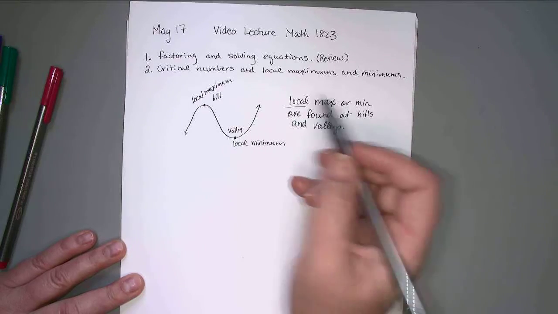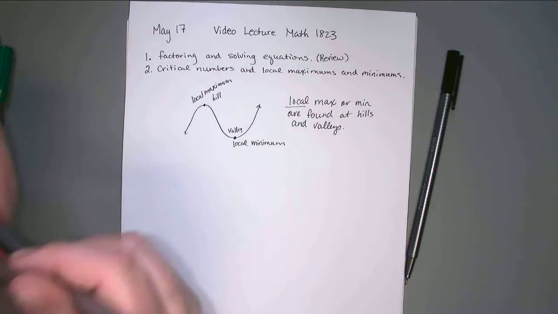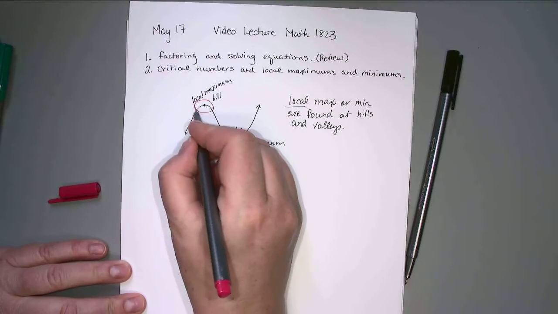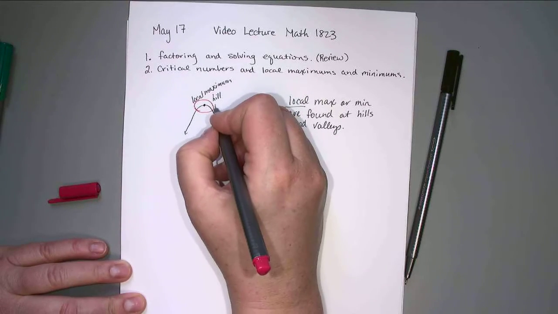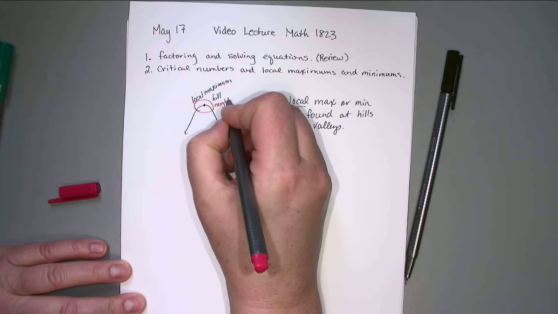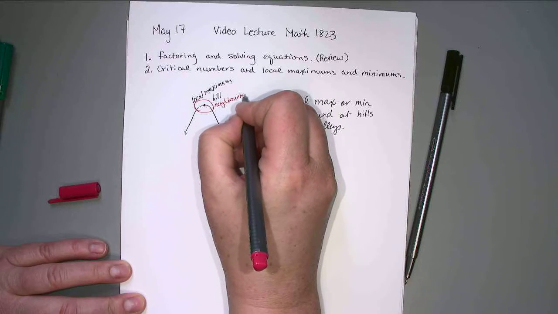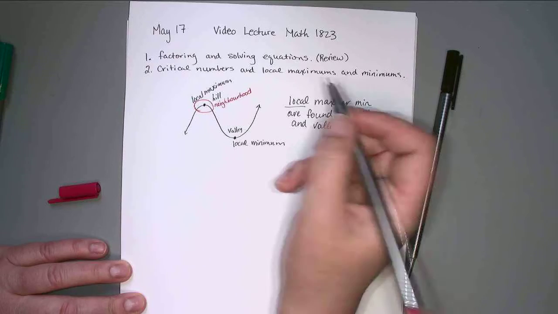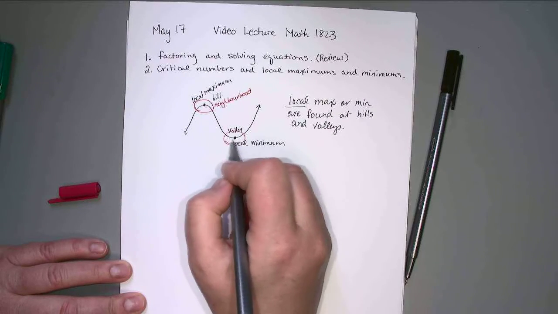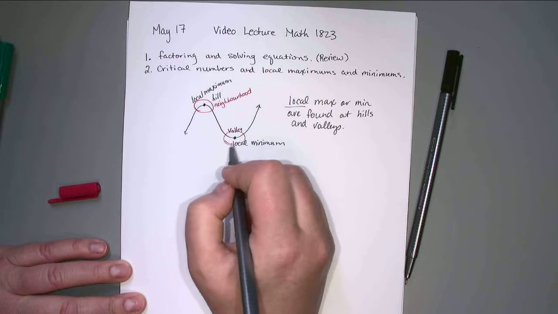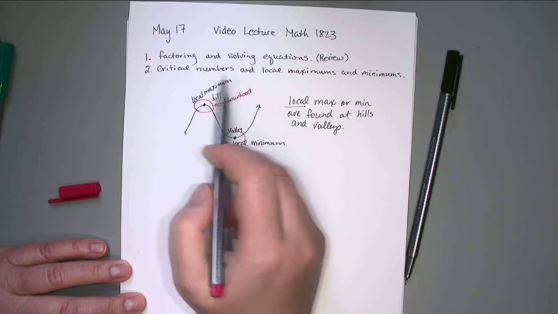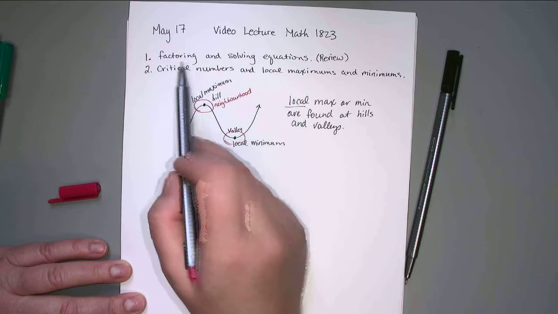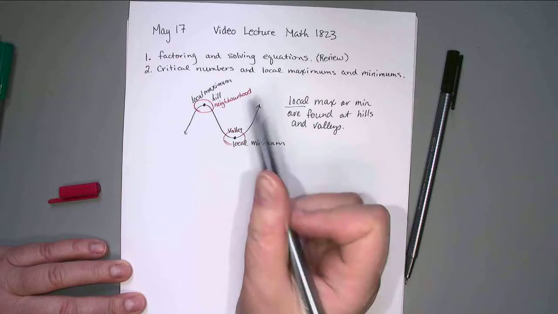So local, it kind of means like in the area that point is. So around this point in this sort of neighborhood, that point at the top is the maximum. And the same here, in points near here, this is the minimum. Okay, so we're going to use critical numbers, which are found using a derivative. But first, let's do a review of the topics we need.